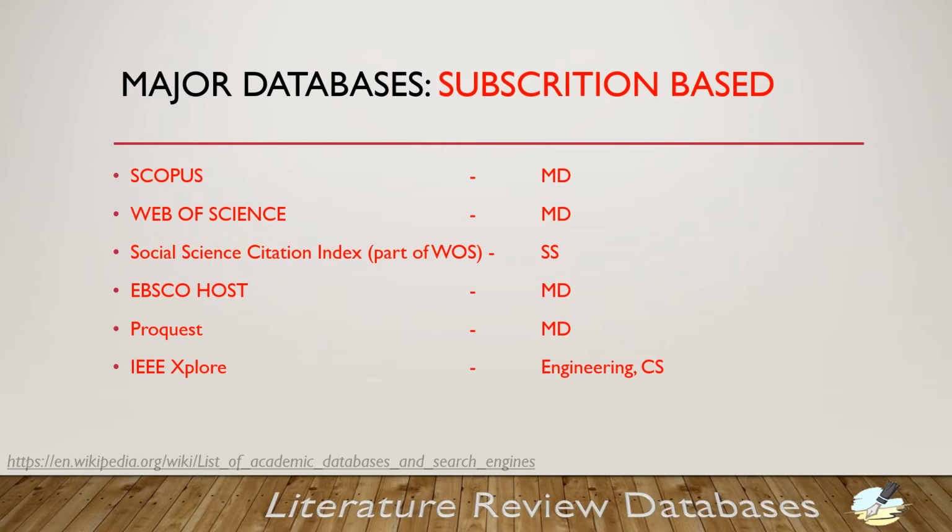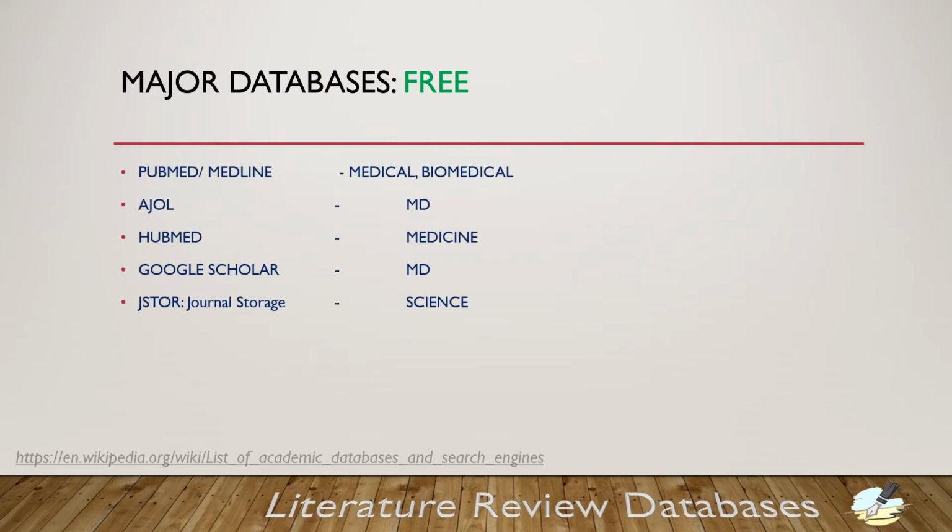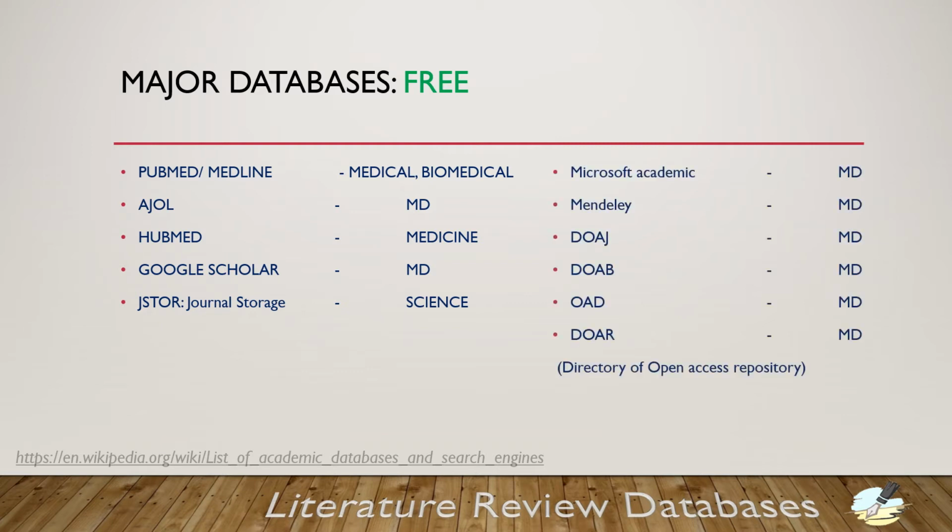In the free databases, PubMed, Medline for medical and biomedical, AJOL, that is African Journals Online, multidisciplinary, HubMed for medicine, Google Scholar, we know very well, that is multidisciplinary, JSTOR, general storage for sciences, Microsoft Academic, multidisciplinary one, Mendeley, again multidisciplinary, DOAJ, DOAB, and Open Access Directory and Directory of Open Access Repositories, all are multidisciplinary ones.